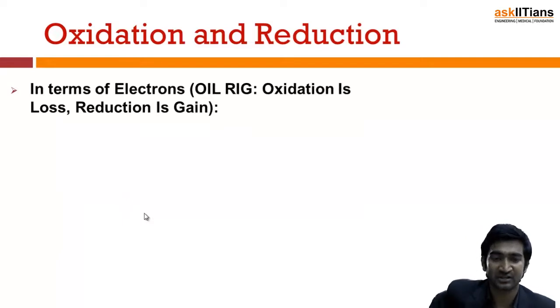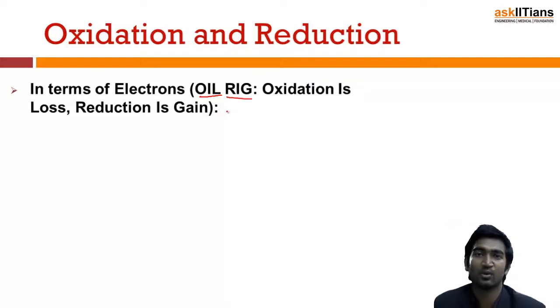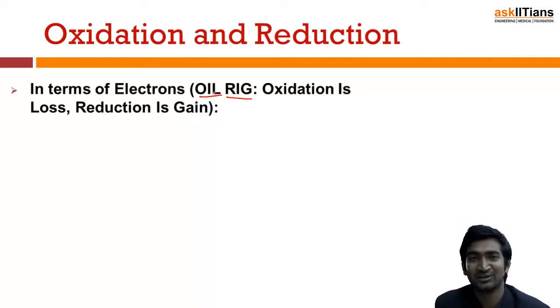Third type is in terms of electrons. OIL RIG, oil rig, this you should remember, guys. OIL means oxidation is loss, and RIG means reduction is gain. So just remember oil, any oil you use. OIL means oxidation is loss of electron, and RIG means reduction is gain of electron.